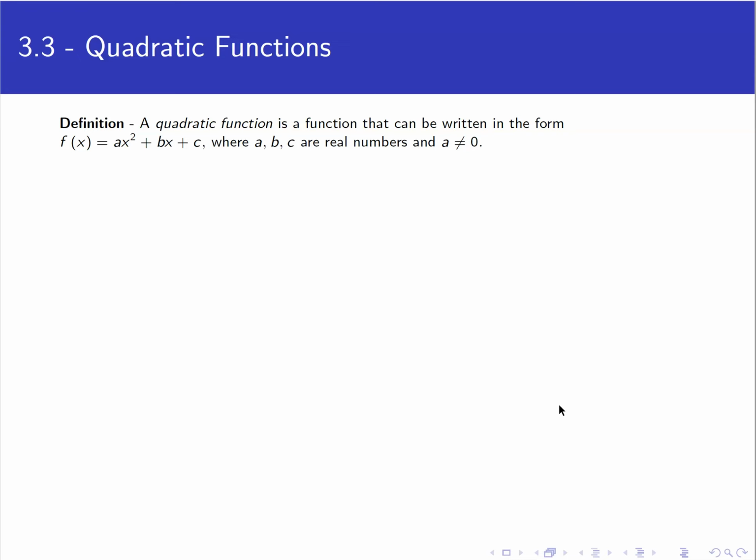A quadratic function is one that can be written in the form f of x equals ax squared plus bx plus c. Our a, our b, and our c here will all be real numbers. It's possible that b could be 0, it's possible that c could be 0, but in order to be a quadratic function, a has to be not equal to 0.